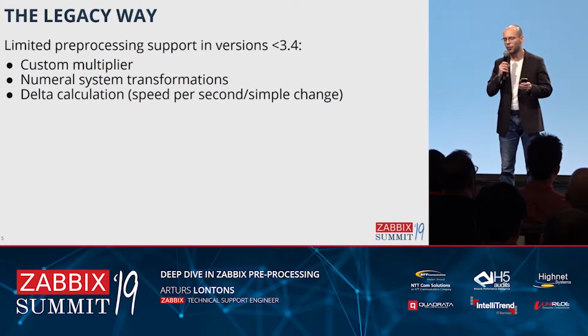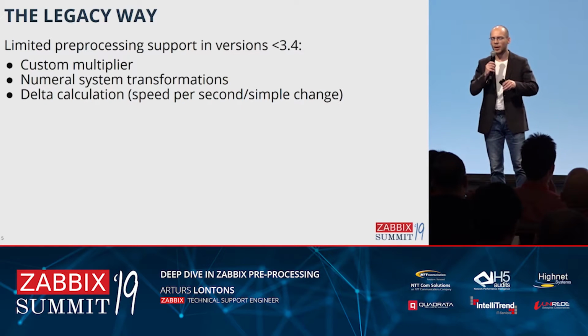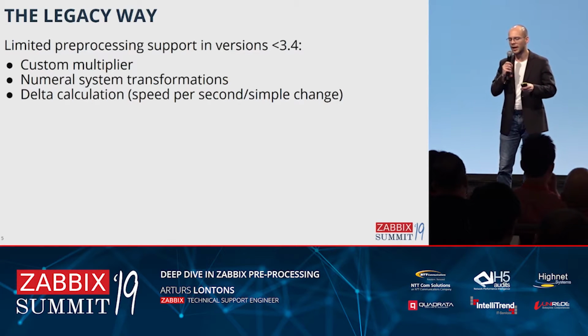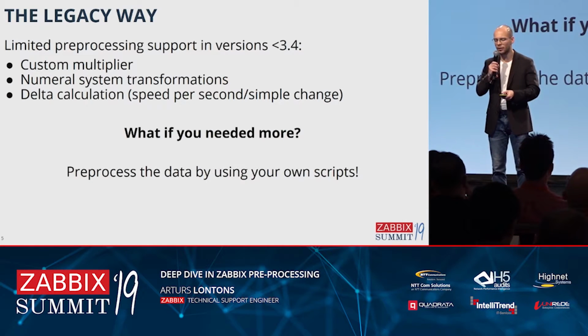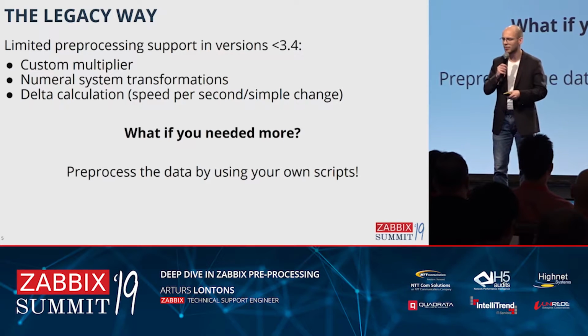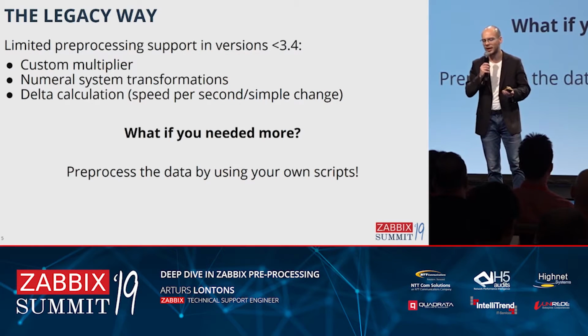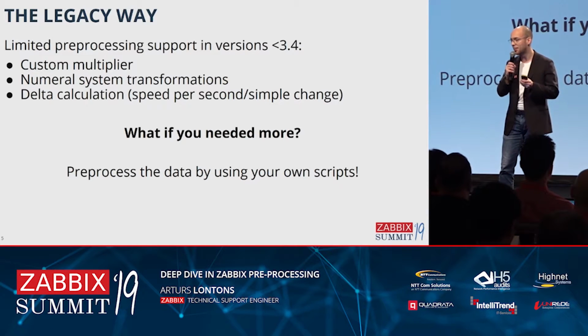So before 3.4, it was quite limited. We had custom multipliers, we had numeral system transformations, so Boolean, hex, and so on, and delta calculations, simple changes and speeds per second. And that was it. What if I needed more? Had to use my own scripts, had to write something in maybe Python, PHP, whatever else to pre-process the data, had to refer to that. But nowadays, the situation's a lot better.